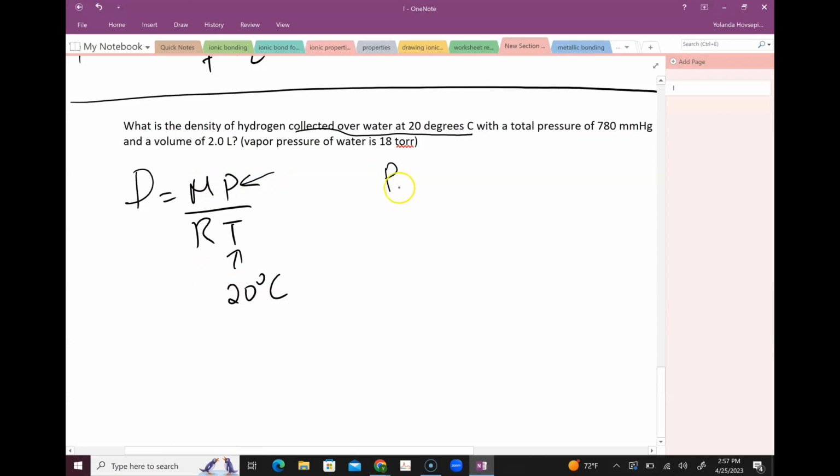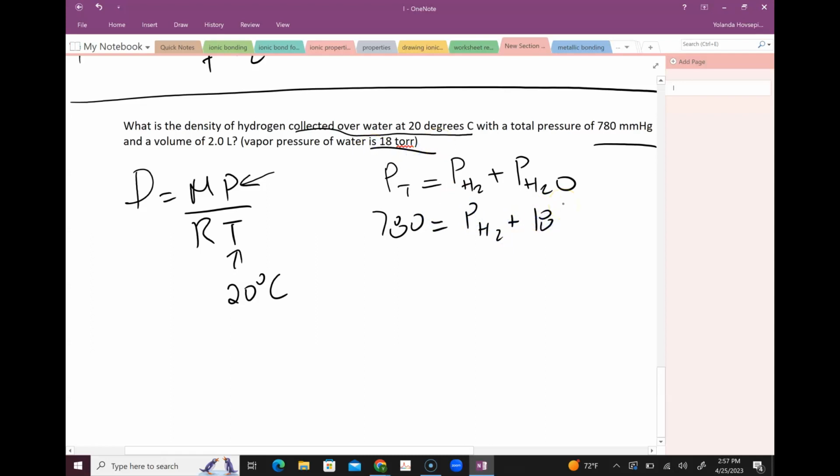So the total pressure is equal to the partial pressure of hydrogen gas plus the partial pressure of water. The total, it tells me 780. Hydrogen gas is what I'm looking for. And water is given to me right here as 18 torr. Remember, torr and millimeter mercury are the same unit. So now partial pressure of hydrogen gas is 780 minus 18, which is 762. I'm going to divide that by 760, which is going to give me something close to 1. Let's make sure it's exactly 1. 762 divided by 760. Yeah. So 1.002, but we can just use 1.